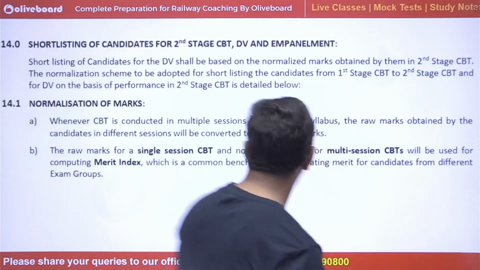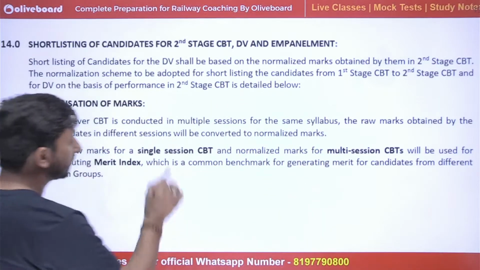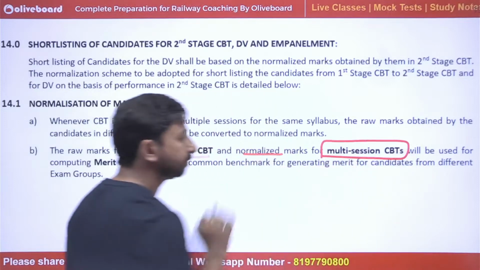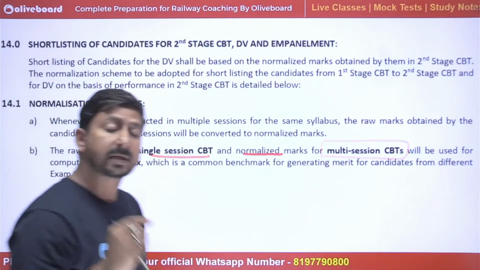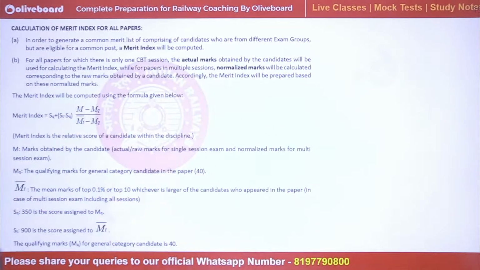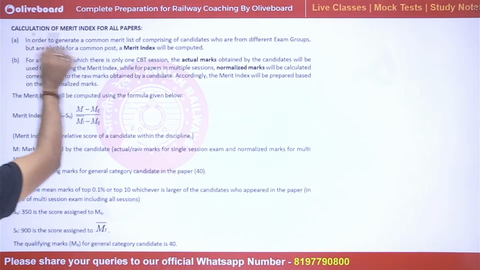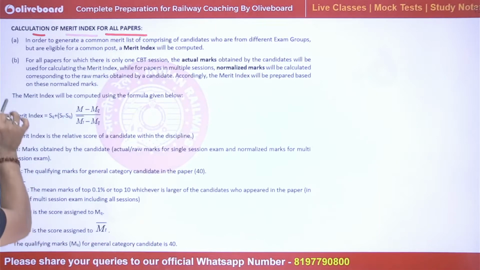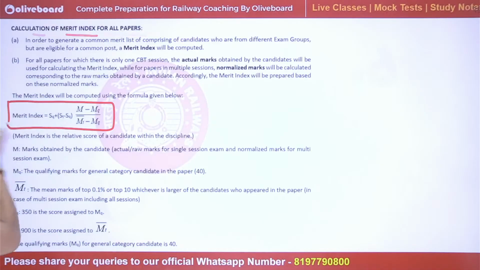So remember this thing: when it is a single session CBT, and there are normalized marks for the multi-session CBT. For a multi-session CBT exam, the normalized marks will be calculated. And how is it calculated, sir? Calculation of the merit index for all the papers. Remember this thing. This is the formula for the merit index.